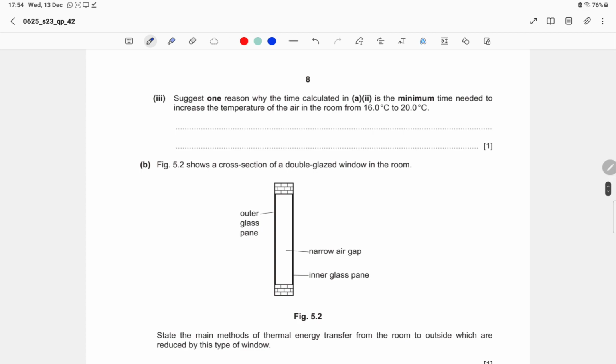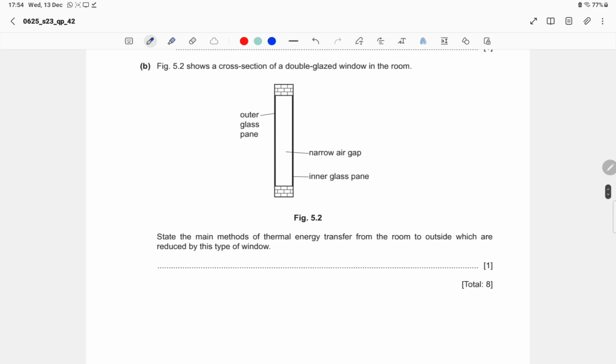Suggest one reason why the time calculated in A2 is the minimum time needed to increase the temperature of air in the room from 60 to this. Basically, thermal energy is transferred to the surroundings. It can be furniture, walls, objects, etc.